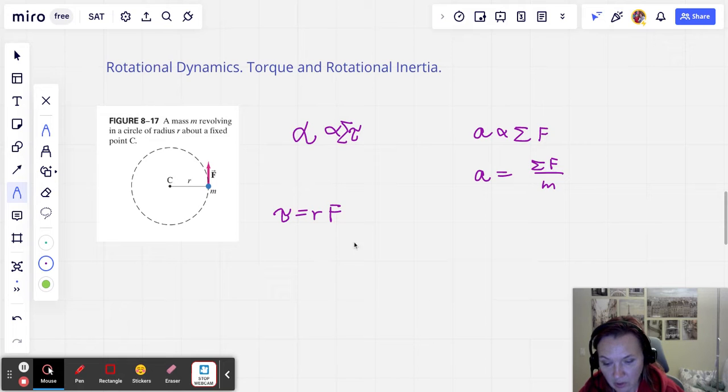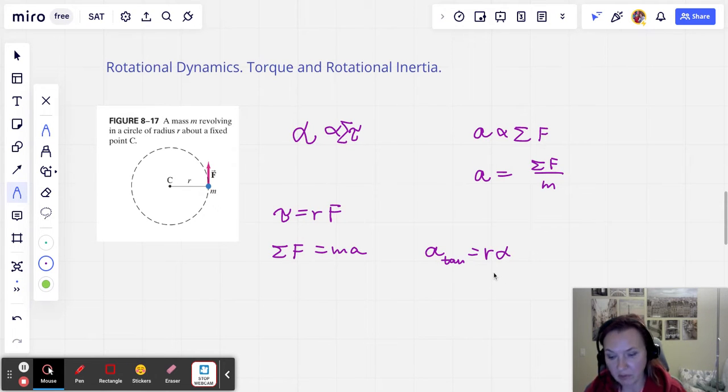If we use Newton's law that says sum of F equals ma, and we remember that the tangential acceleration equals r times alpha from our previous lessons, then we can plug this tangential acceleration into a, because we see that the force is tangential, right? So the acceleration has to be also tangential. Therefore, we have F equals ma equals m and then r alpha.